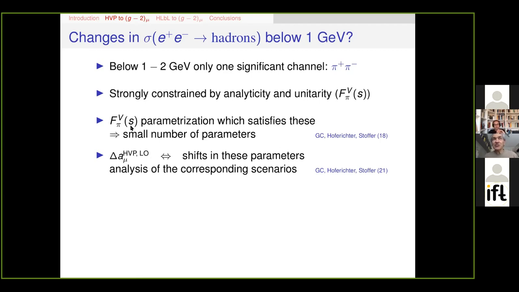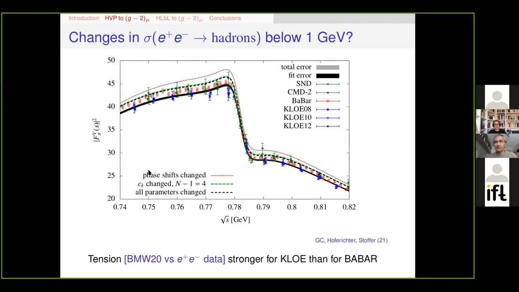Such a function is described in terms of a small number of parameters in such a way that analyticity and unitarity are respected automatically. And so what we have done is to analyze how these parameters could be changed so as to produce such a shift in the hadronic vacuum polarization contribution to a_mu. And this is shown in the next plots.